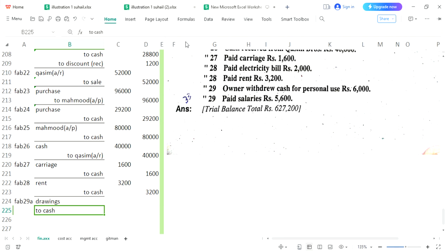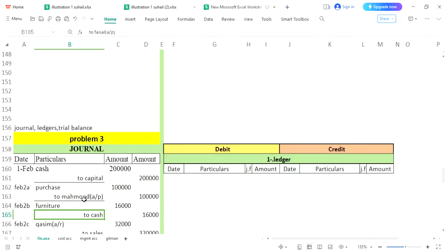Alright, and why drawings are debited? For this we'll have to see the first entry where you have credited the capital. Any amount which is provided by the proprietor of the business is called capital, and capital is liability, and we have mentioned it on credit side. So amount which is provided by the proprietor is liability for the business, and when he is going to draw this amount from the business, that would be decrease in liability.